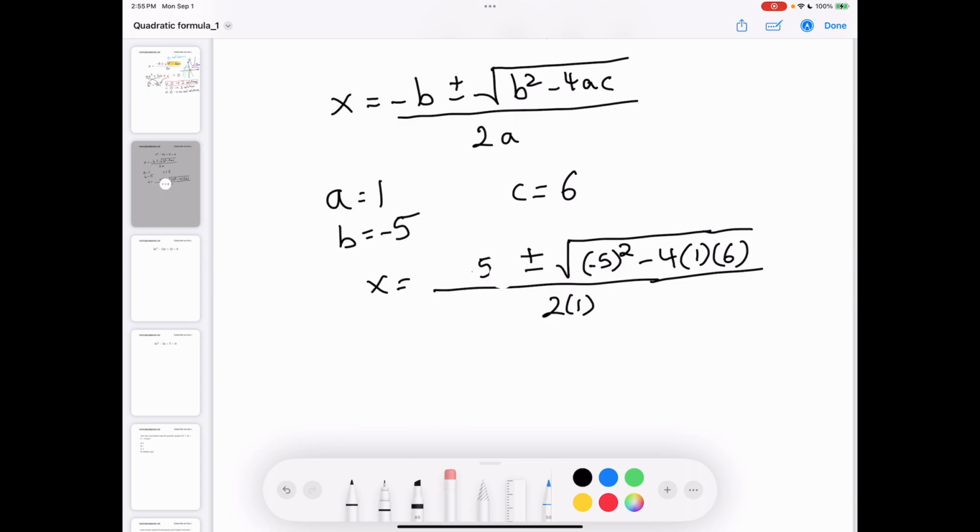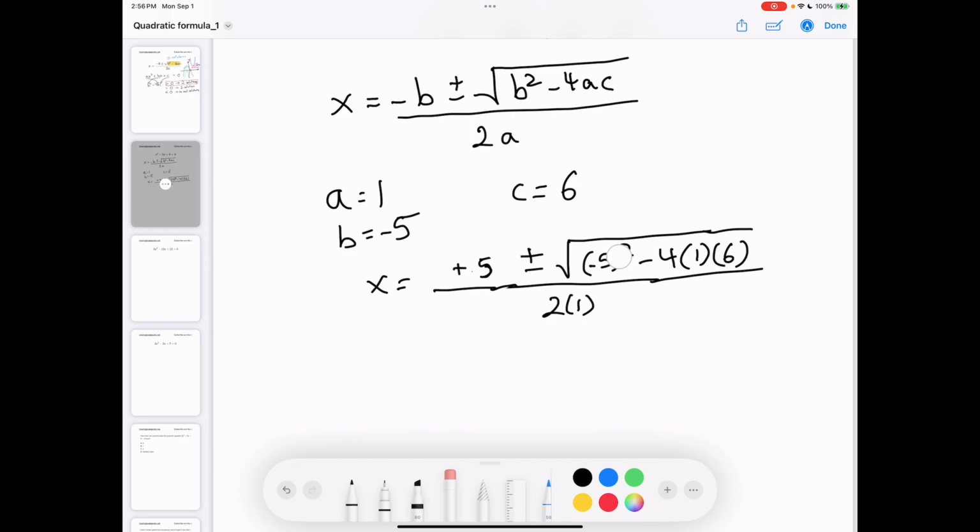So let me get rid of that, and I'll rewrite it as positive 5. Great. Now we have the negative 5 squared. If you recall the previous video, whenever you have a negative number raised to an even power, that's going to end up being positive.